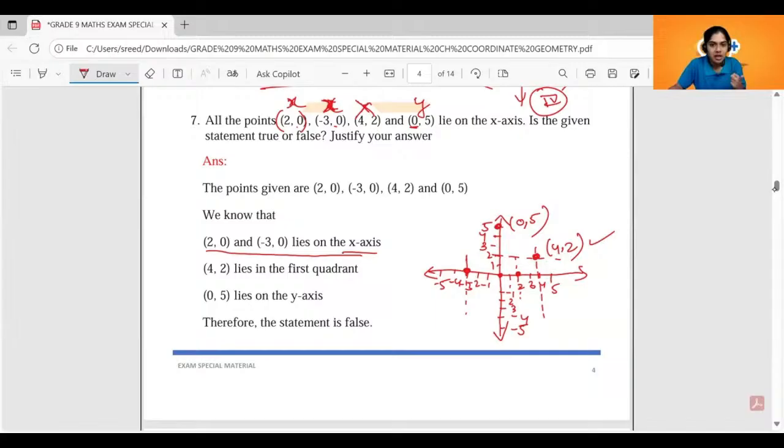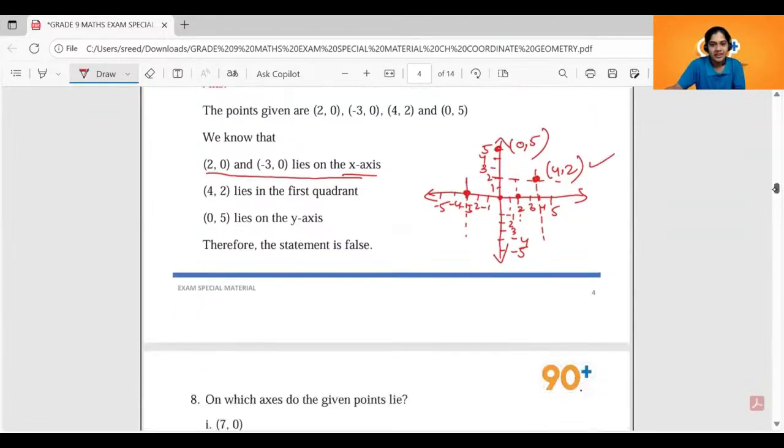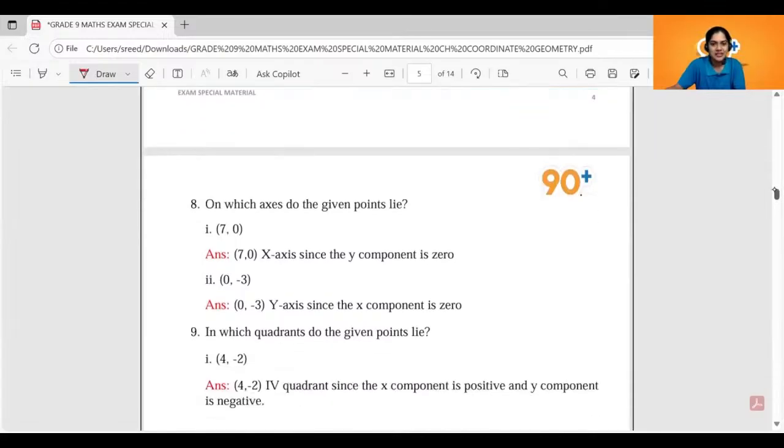Depending upon the marks, you have to explain it. If it's a 2-mark question, please do explain it by plotting the points, roughly, so that it will be very clear. So the statement is false, and we have provided the picture, reason, everything. Moving on to the eighth question.